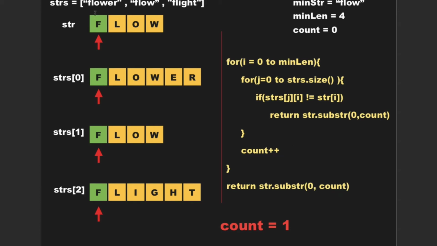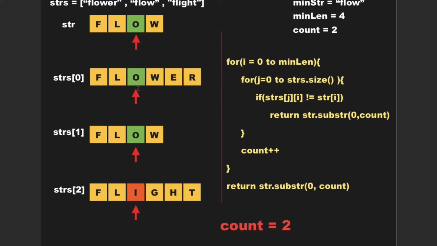So now consider the example where the three strings are flower, flow, and flight, and the minimum string is flow. Initially, the value of i is 0. So now we check whether each of the following characters is equal or not. Since all the characters are equal, let's move forward. Let us now consider the second character of each string and compare it. Even now all the characters are the same. So let's move forward.